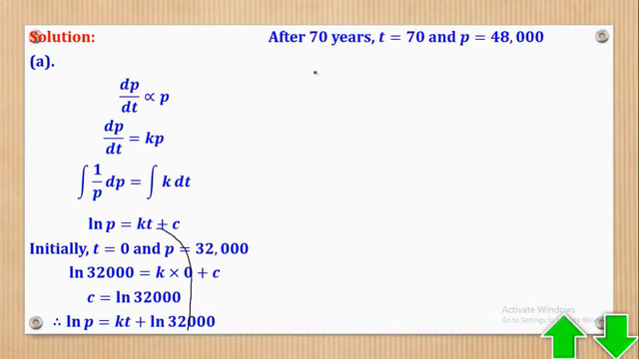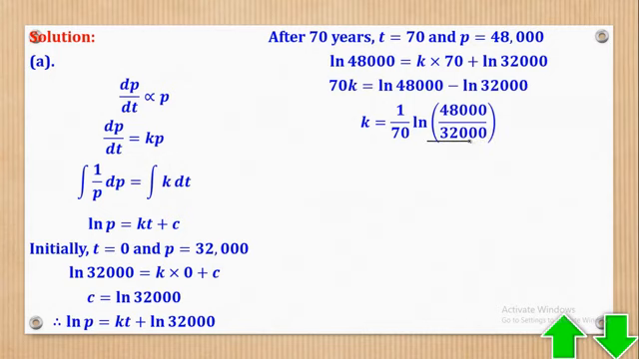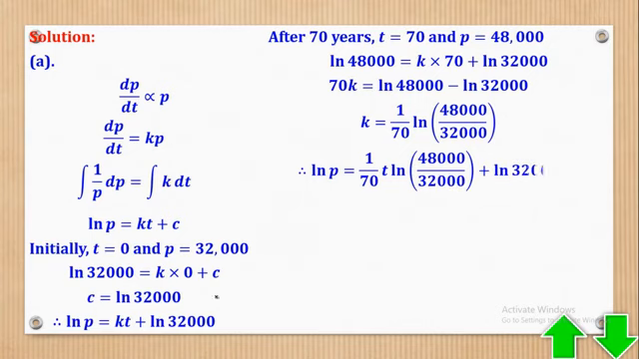Then what about after 70 years? It means that T is equal to 70 and P is 48,000. So come and substitute for T and P to be able to get the value of K. So K will be equal to 1 over 70 ln that. Substitute that K in this equation to come up with this equation.